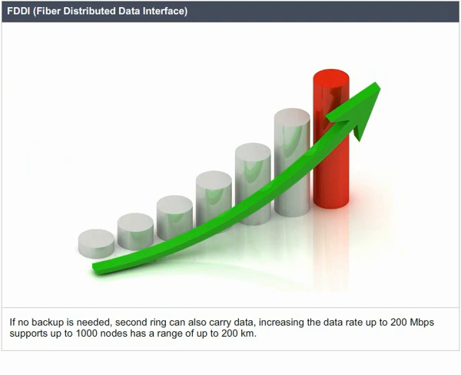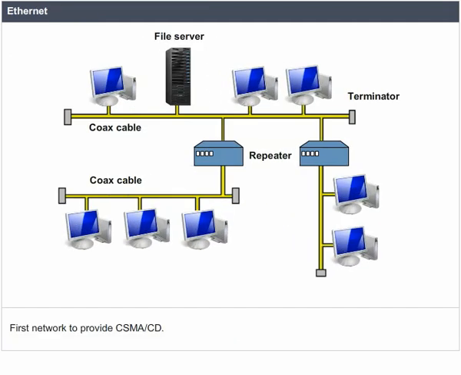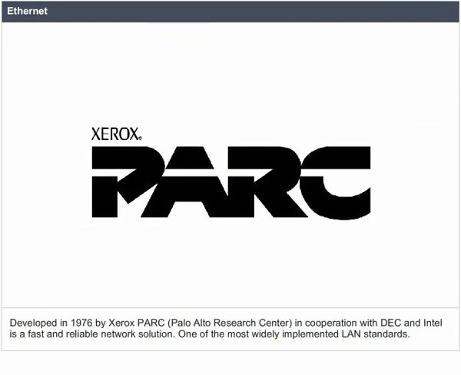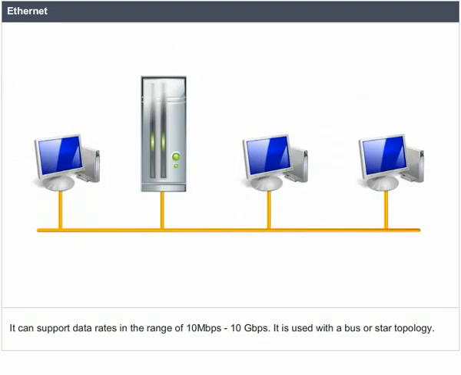Ethernet, first network to provide CSMA/CD. Developed in 1976 by Xerox PARC in cooperation with DEC and Intel. It is a fast and reliable network solution, one of the most widely implemented LAN standards. It can support data rates in the range of 100 Mbps to 10 Gbps. It is used with a bus or star topology.